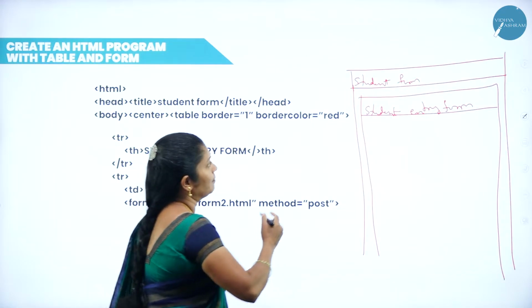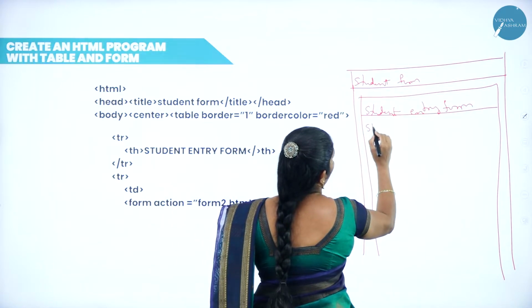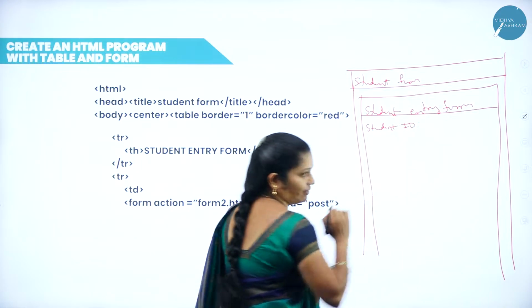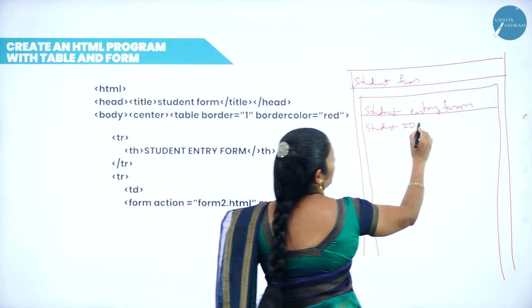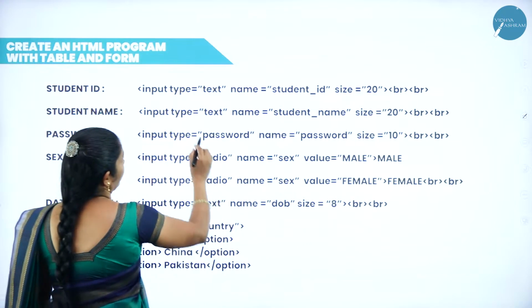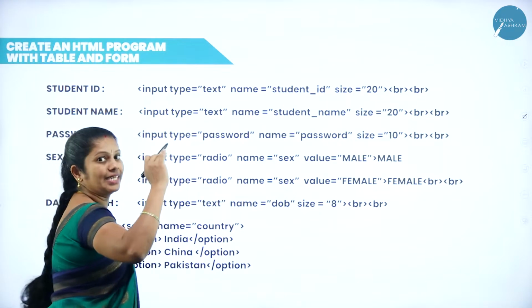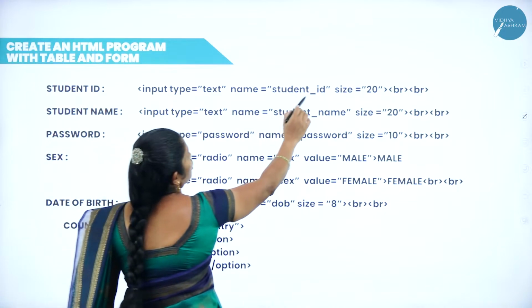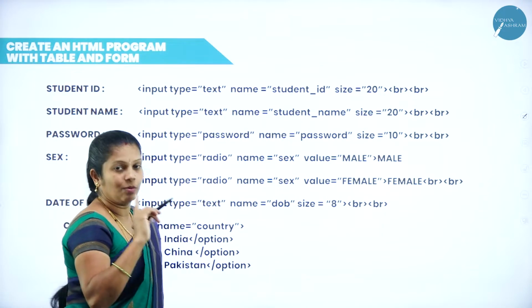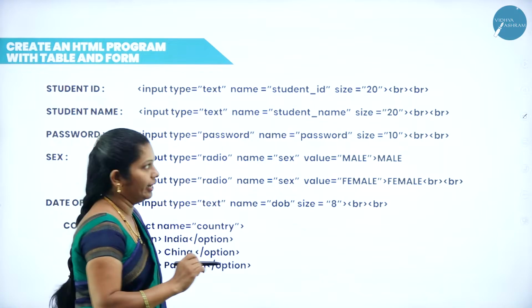The same thing here. Here we have given student ID. Then here we have written a colon. Then we write one box. In this box, we have written input type equals text format and then student ID is the name of that content heading. Then a maximum of 20 characters we can enter.